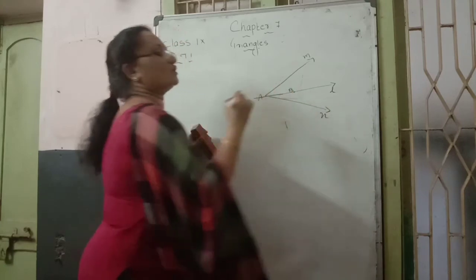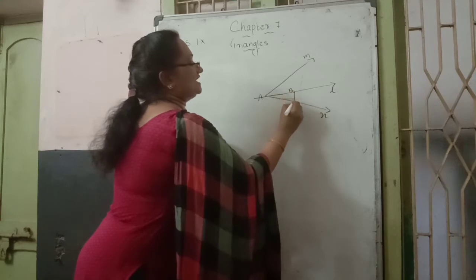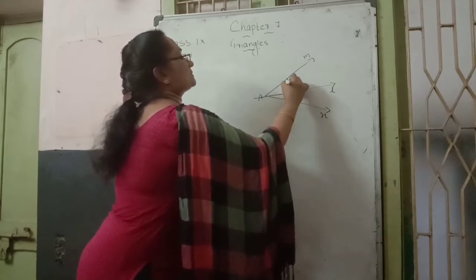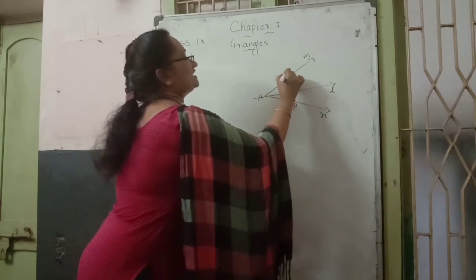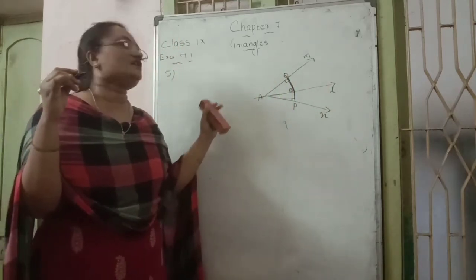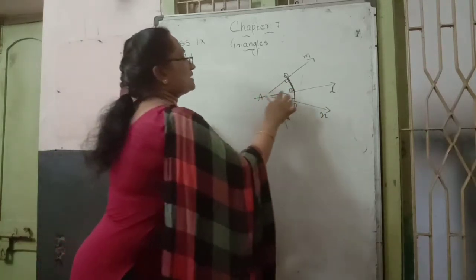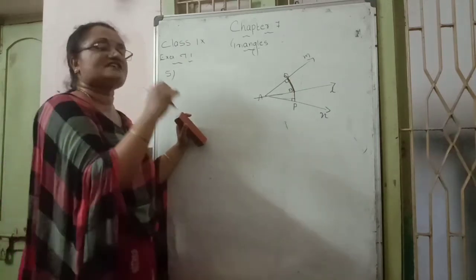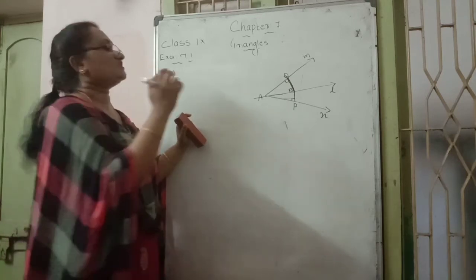B is a point on the line L and BP and BQ are the perpendiculars. Perpendiculars means making how many degrees? 90 degrees. Here also 90 degrees. BP and BQ are the perpendiculars. BP is perpendicular to L line and BQ is perpendicular to M line. Then what they ask here: how many triangles can we see? Two triangles. Which are they?